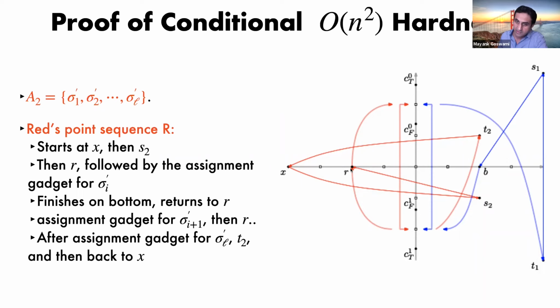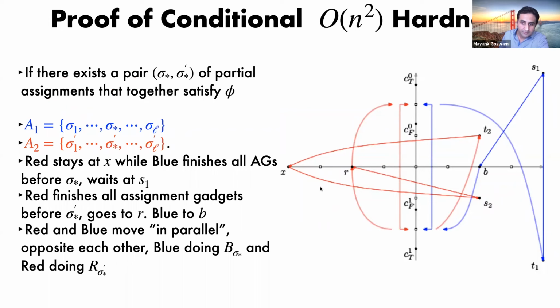And from there, it goes back to R. And then it starts its next assignment, goes back and forth, goes back to R, starts the next assignment. And once all of red's assignments are over, it'll finish somewhere on the bottom. From there, it goes to this point T2, and it goes back to X. So that's what the red curve and the blue curve look like.